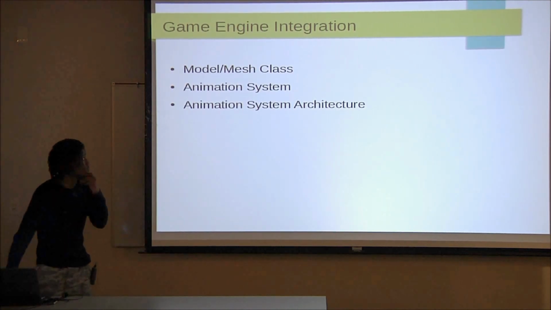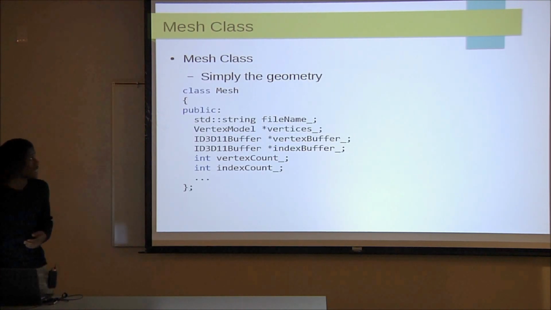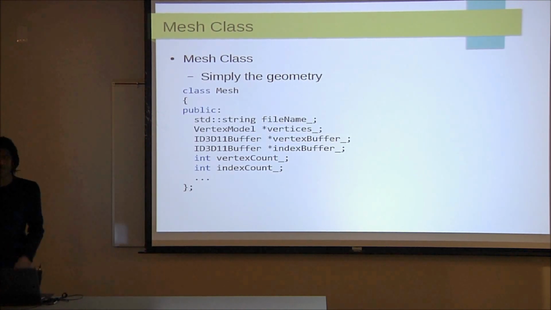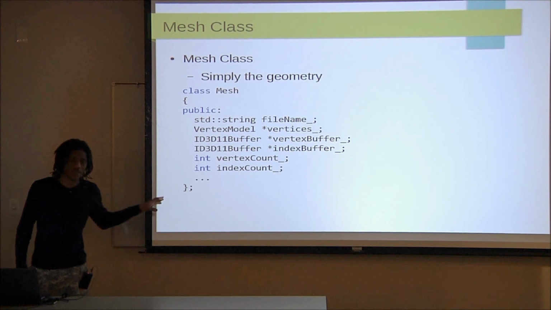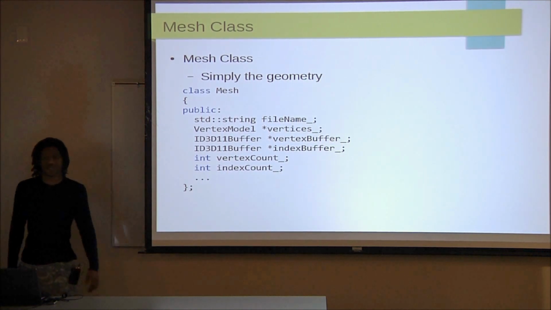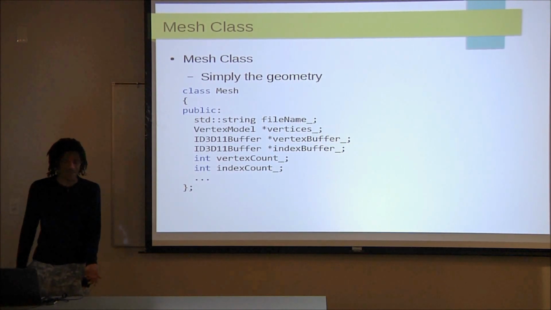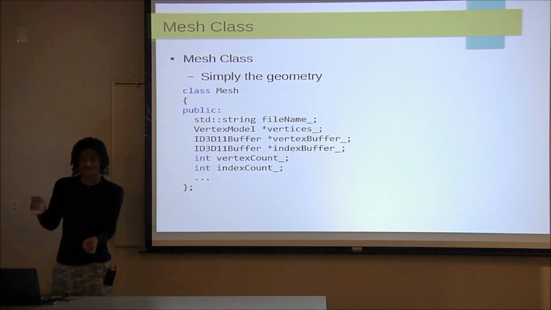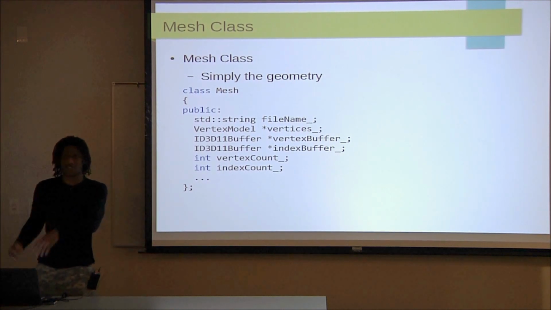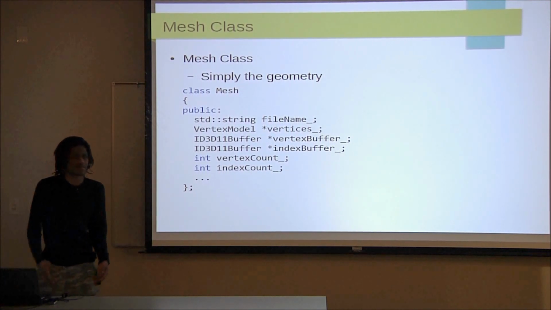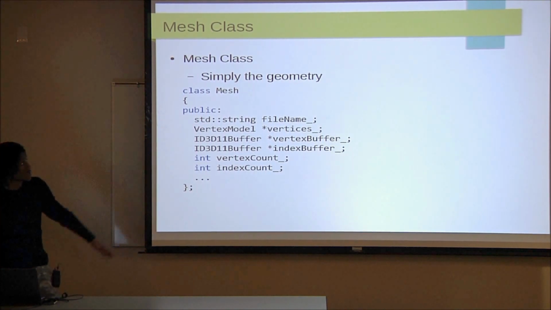Game engine integration. So I'm going to go over the model and mesh class, the animation system, and then the animation system architecture. So the mesh class, it's simply the geometry. You want to separate this from your model class, because a mesh class is more like a resource. You treat your mesh just like a texture, just like a name or a string. And that's exactly how I had my setup. It's really easy to set my mesh. That way, I could actually drag and drop my meshes in my model viewer and just set the texture. It's not gonna break. It's just like setting a string to whatever I just pass into a function. So literally just the geometry, nothing else.